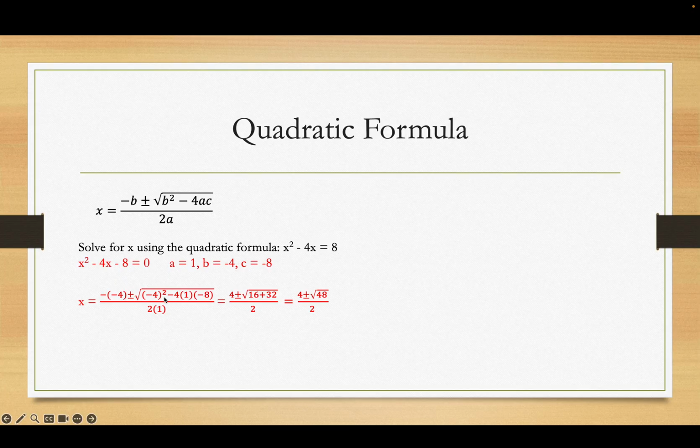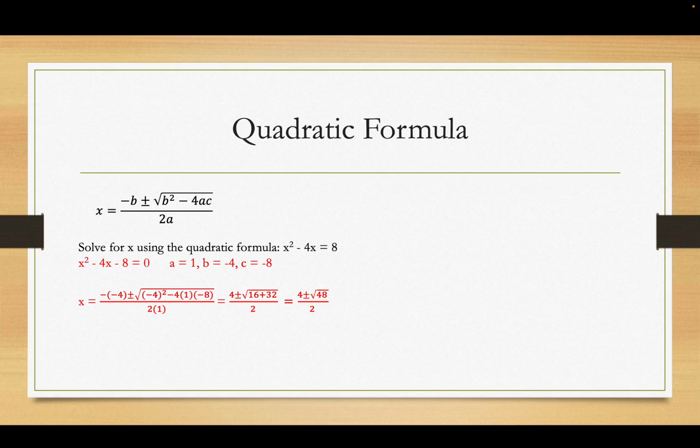(-4) squared in parentheses. Minus 4 times A, which is 1, times C, which is -8. All over 2 times 1. So the negative of -4 is 4, plus or minus. (-4) squared is 16. If you didn't put parentheses, it would have said -16, and the whole problem would be wrong. And then plus 32 over 2. And then finally, 16 and 32 make 48. So it's 4 plus or minus the square root of 48 over 2.